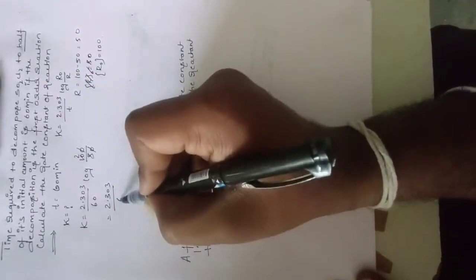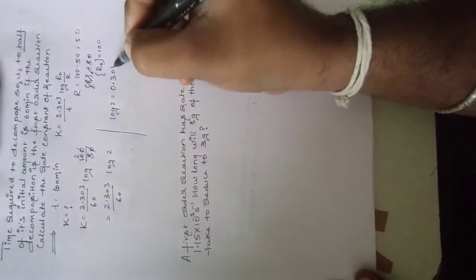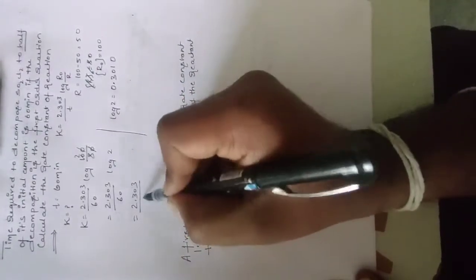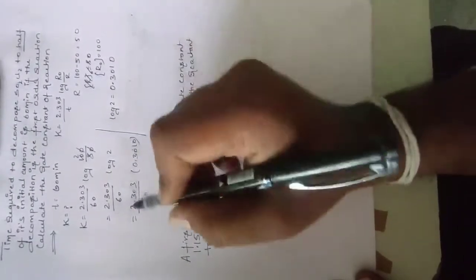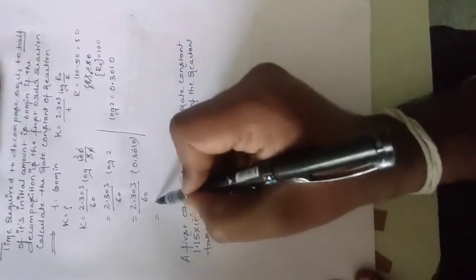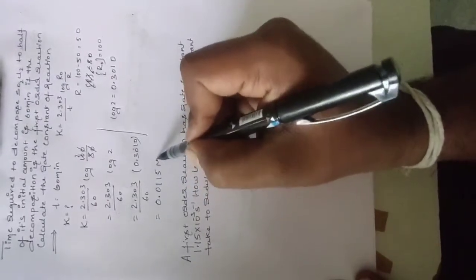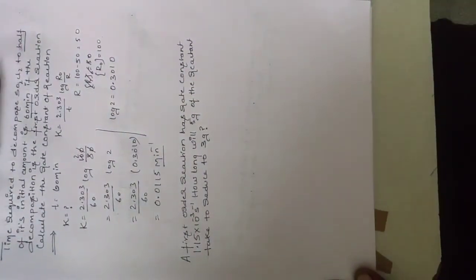K equals 2.303 by 60 log 2. We know the value of log 2 is 0.3010. If you substitute and calculate, we get the value 0.0115 per minute. Why am I taking per minute? Because the time in the question is given in minutes. Do you understand this?